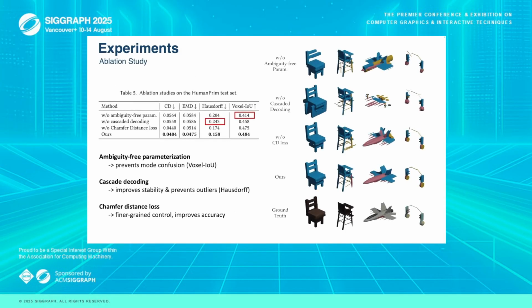We also conducted ablations, which show that ambiguity-free parameterization can effectively eliminate mode confusion, as clearly reflected in the voxel IoU metric. Cascaded decoding can increase stability and suppress the generation probability of outliers, as seen in the Hausdorff distance. The chamfer distance loss can enhance detail control.